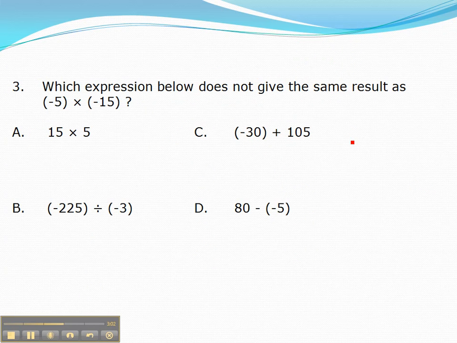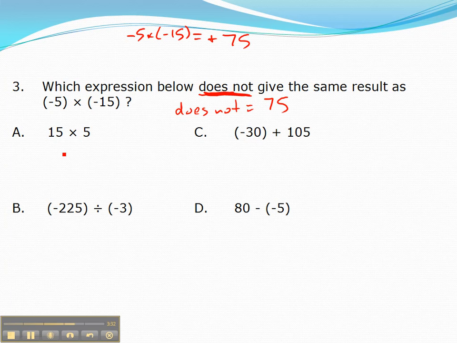Okay, number 3. Which expression below does not give the same result as -5 times -15? What are we trying to find? The expression that does not give the same as this. So first of all, -5 times -15. The signs are the same, so the product will be positive. And then 5 times 15 is 75. So we're looking for the expression that does not equal 75. Answer choice A, 15 times 5. They're both positive, so the product is positive, and that does equal 75, so it's not A.